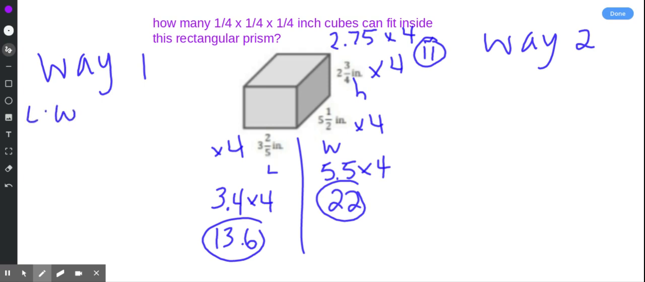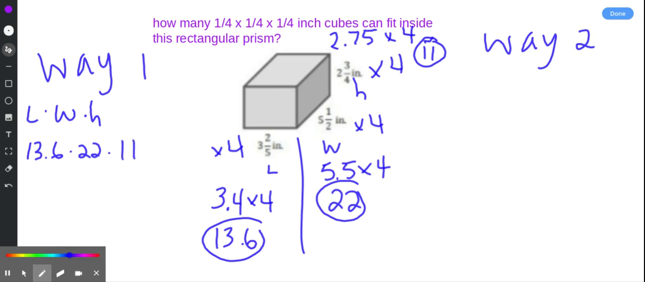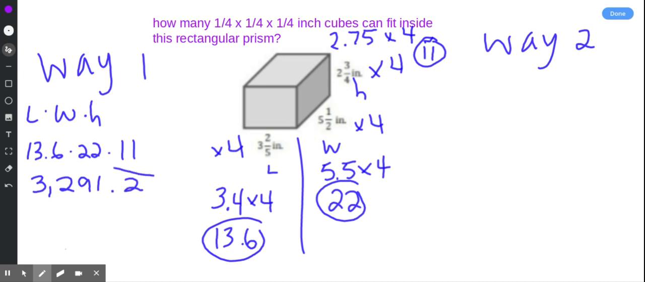So length times width times height, 13.6, so 13 6/10, times 22 times 11, I'm going to plug that in. And in the end, I should have 3,291 2/10. That's how many 1/4 by 1/4 by 1/4 inch cubes would fit in. So that first way, I multiplied each dimension, length, width, and height, times 4, because I can fit 4 times as many cubes. And then I found the volume using those numbers.